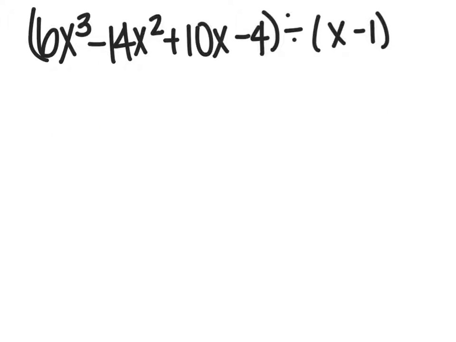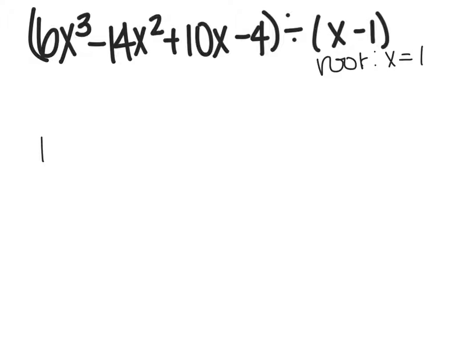So I have 6x to the third minus 14x squared plus 10x minus 4. Again, I'm just addressing what my pieces are. If I'm dividing it by x minus 1, that means that my factor is going to be x minus 1, and my root that I'm going to be synthetically dividing by is x equals positive 1.